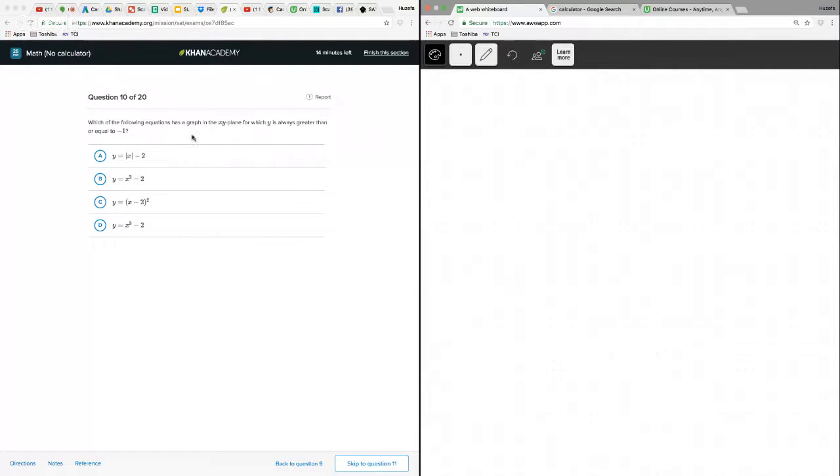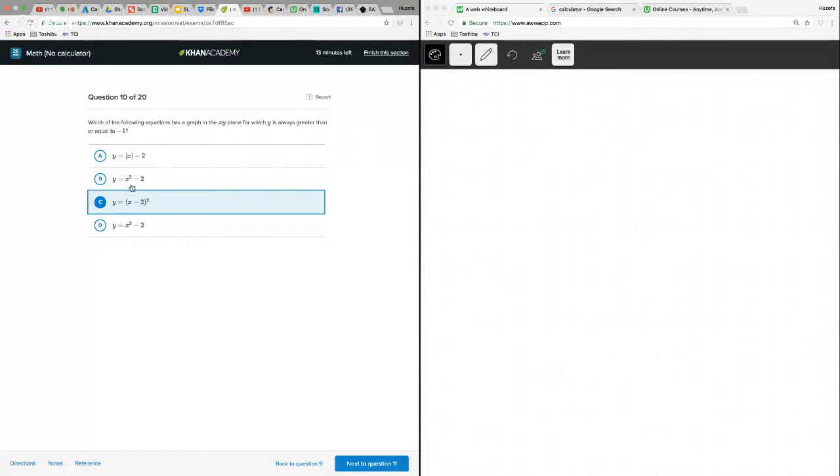Which of the following equations has a graph in the xy plane for which y is always greater than or equal to 1? Okay, I kind of am just going to have to explain what I'm doing. It's this guy. It's C.